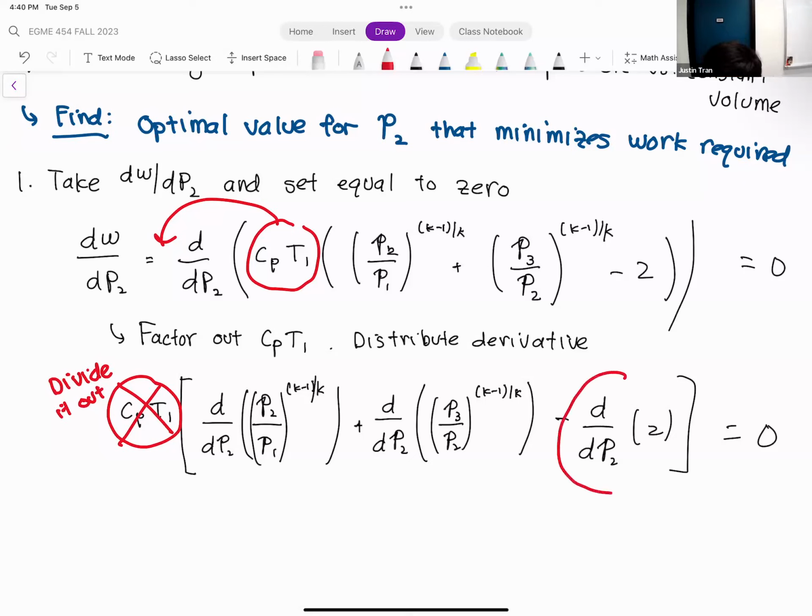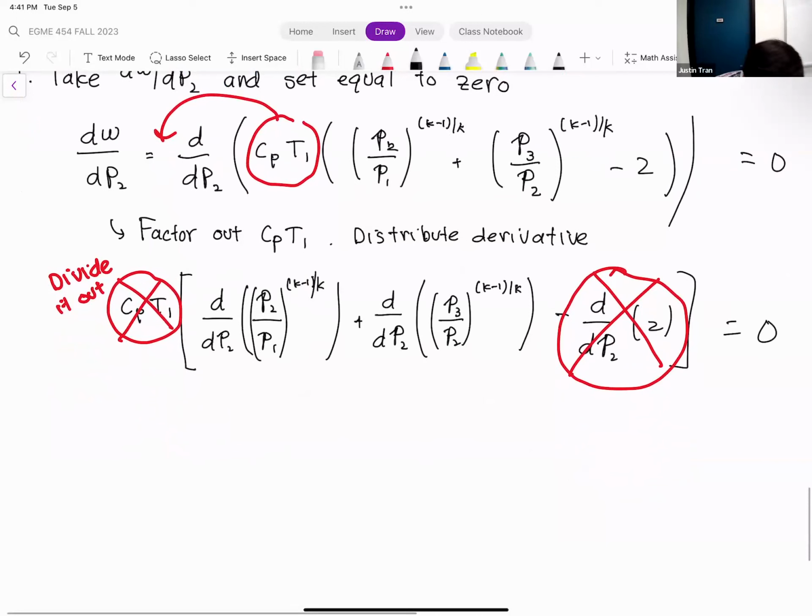Next, we have the derivative of a constant. So we have a derivative of 2. It doesn't matter what we're taking the derivative of. If we take a derivative of a constant, the derivative of a constant is always 0. So we can just go ahead and cancel that guy out as well. All right, so that simplifies our life quite a bit. Any questions on this so far?